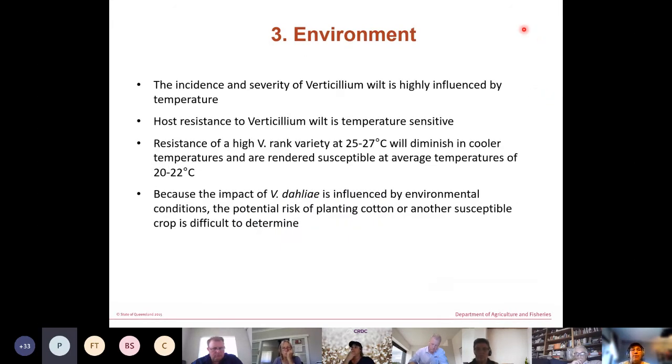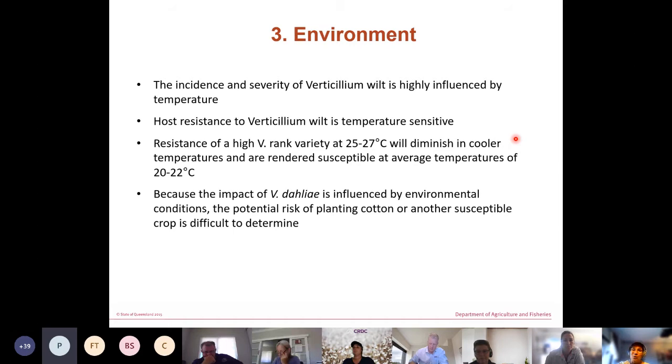The environment is obviously a huge influence on the development of disease. One of the concerns, obviously, is that our varieties are temperature sensitive. And so you might have a high V rank variety that has good resistance at 25 to 27 degrees.